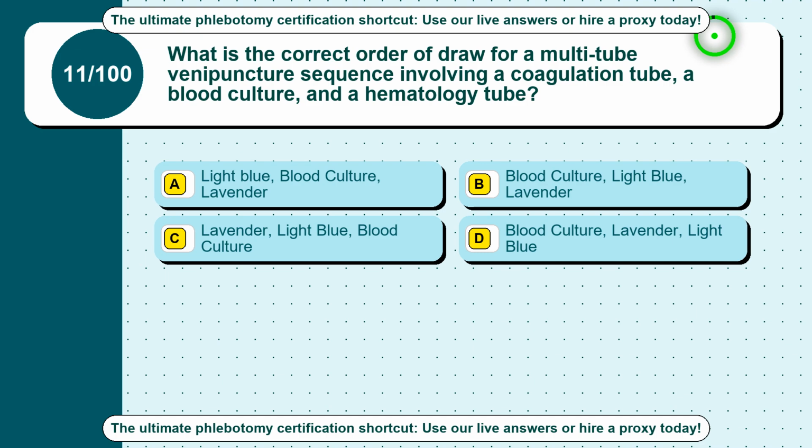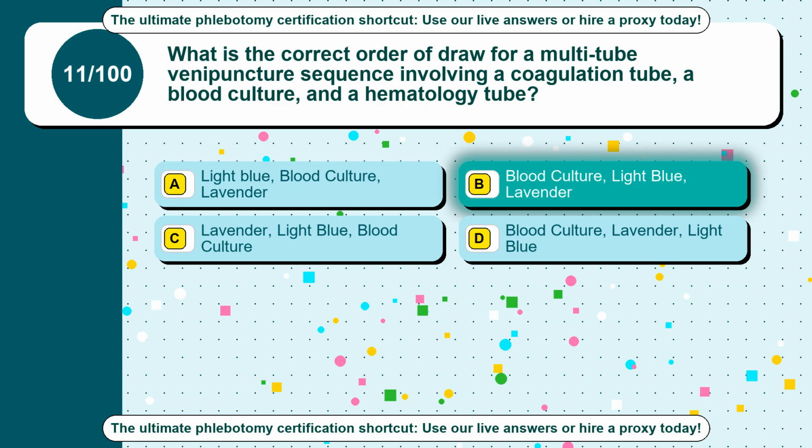Question 11. What is the correct order of draw for a multitube venipuncture sequence involving a coagulation tube, a blood culture, and a hematology tube? Option A. Light blue, blood culture, lavender. Option B. Blood culture, light blue, lavender. Option C. Lavender, light blue, blood culture. Option D. Blood culture, lavender, light blue. The correct answer is option B.